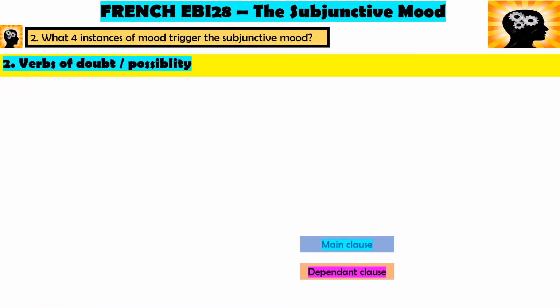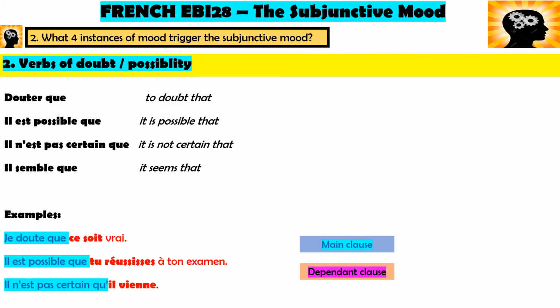The second one is any ideas of doubt or possibility that make the outcome subjective. This can lead to the subjunctive mood. So, doute que, il est possible que, il n'est pas certain que, il semble que. All of these create a mood of doubt or possibility in the main clause, which means after the que in the dependent clause, you need to use a subjunctive mood.